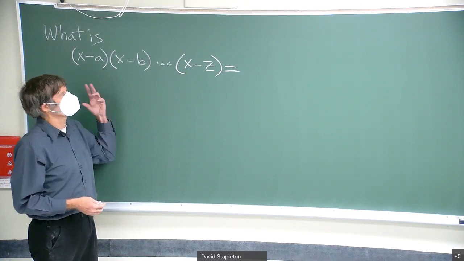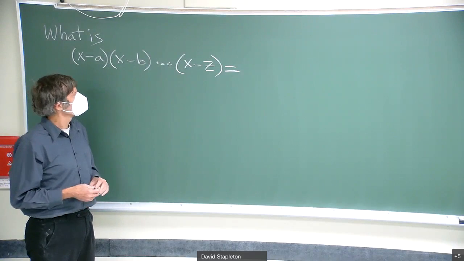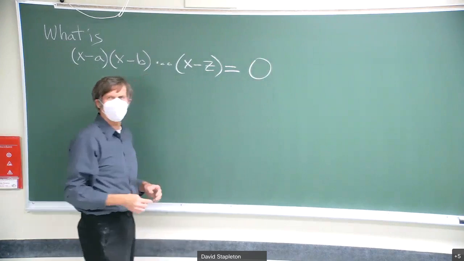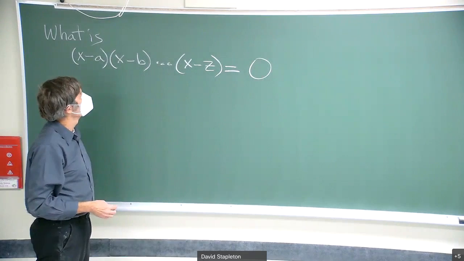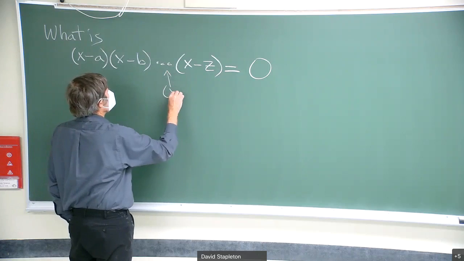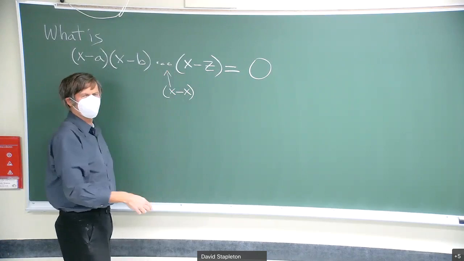Everybody tries to analyze it and figure out the binomial formula, this kind of thing. In fact, it's zero. Why is that? Anybody online know? Because somewhere in here, there's an x minus x factor, right? And x minus x is zero, which multiplies the whole thing to zero.